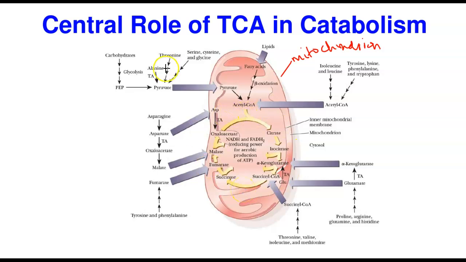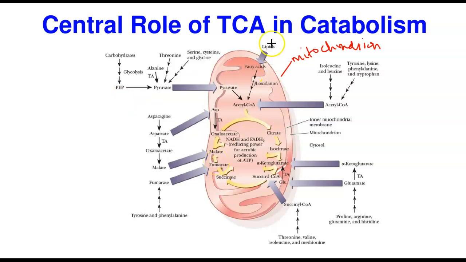Now, what else can join? Look at what happened here. Many amino acids can join pyruvate. Particularly, we call these the glucogenic amino acids. Alanine can get into that place. Threonine can get to that place. And this will happen through transamination. Serine, cysteine, and glycine can get in. And all of them can join in again.